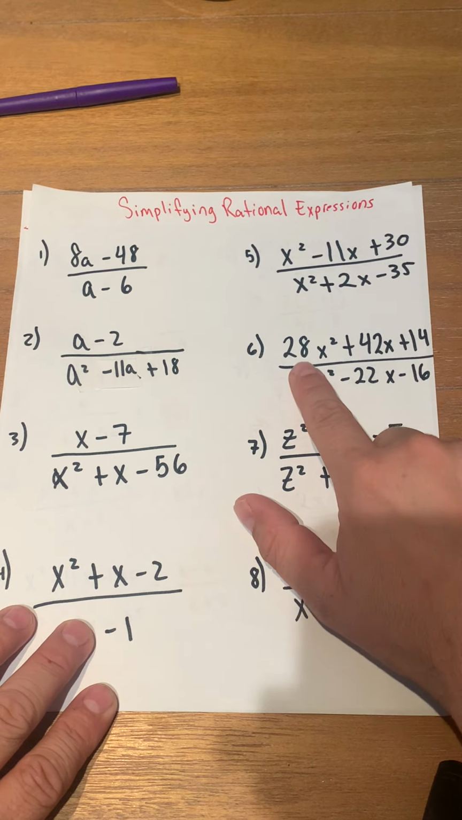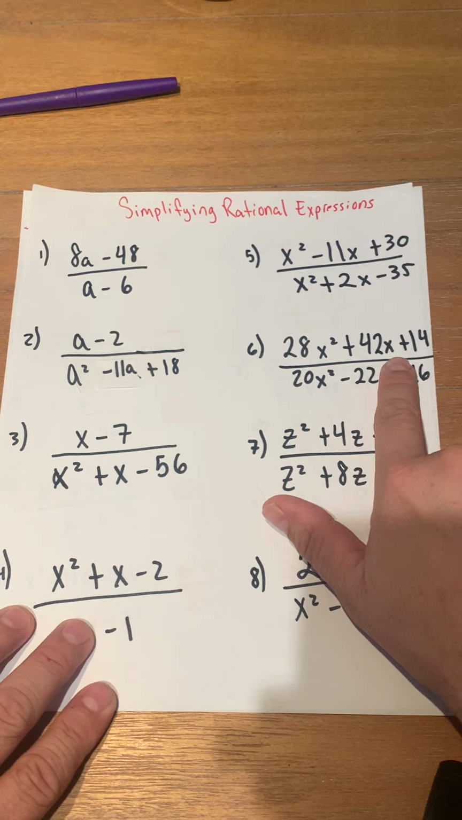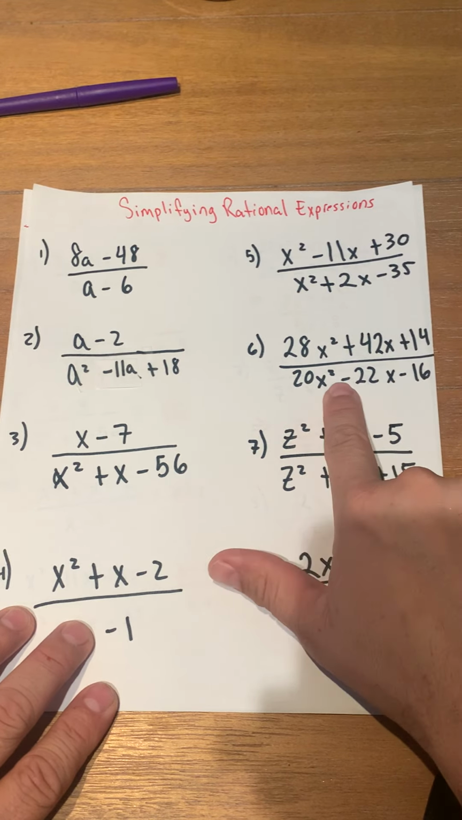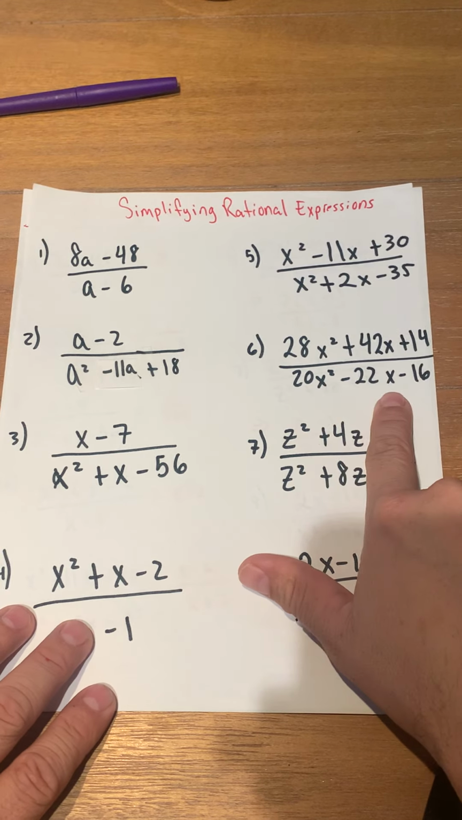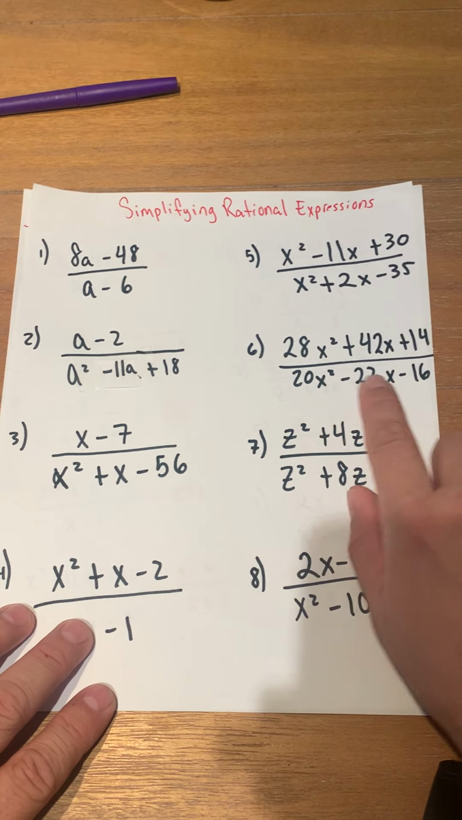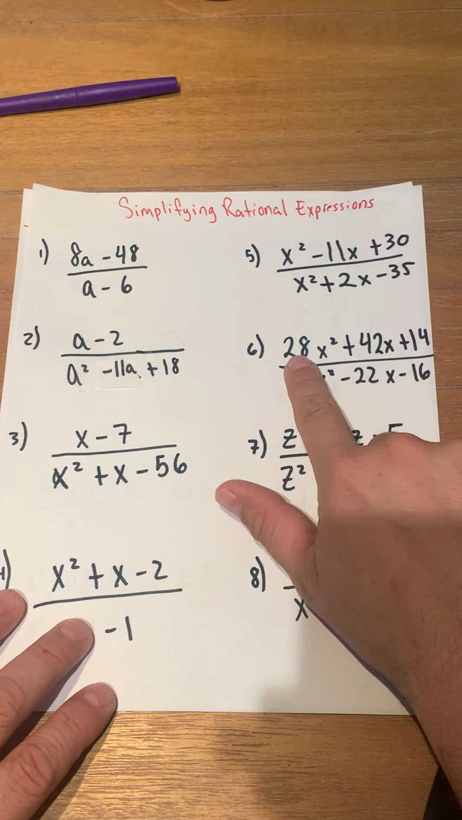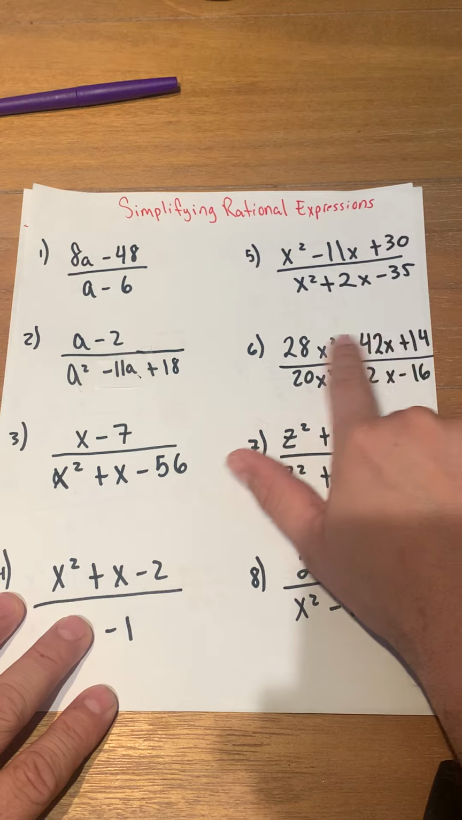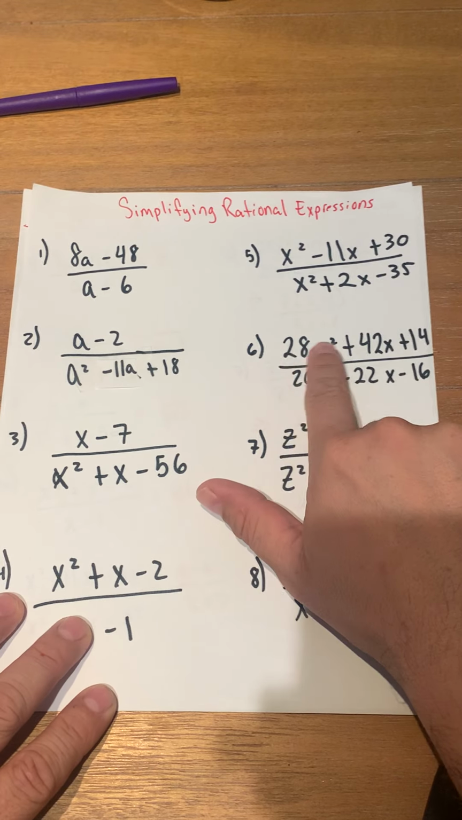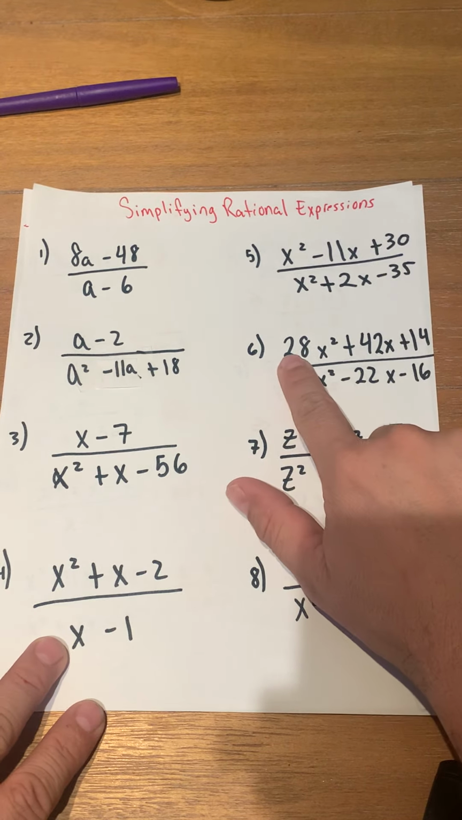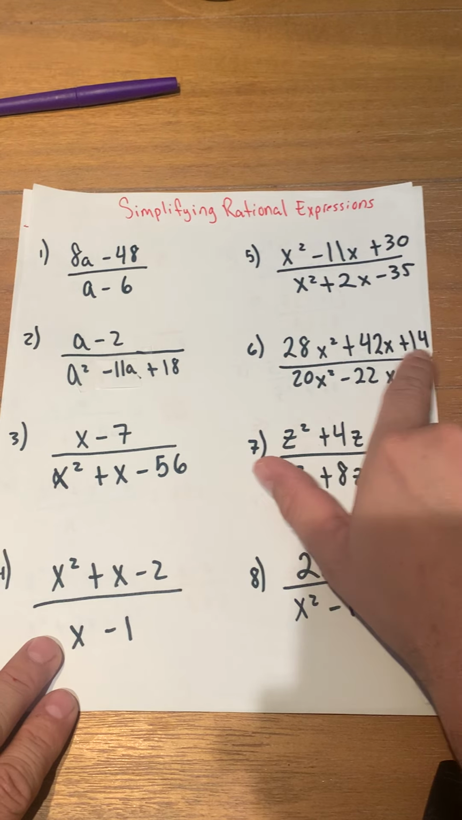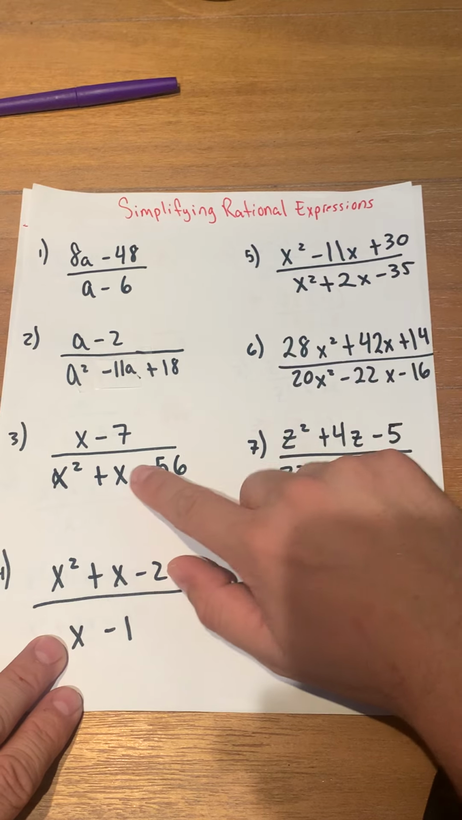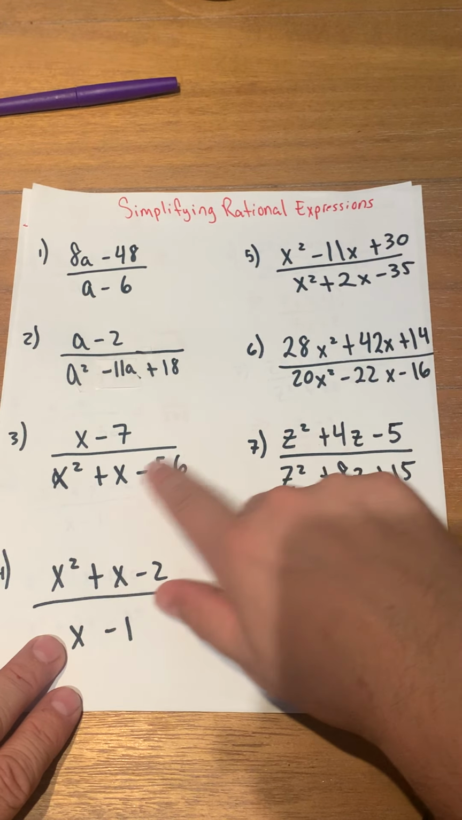All right, let's look at this one. We have 28x squared plus 42x plus 14 divided by 20x squared minus 22x minus 16. What do they have in common on top? Let's factor this out. We can factor this out by what number? Think about 14, 42, and 28. What is a common factor between all three of those?